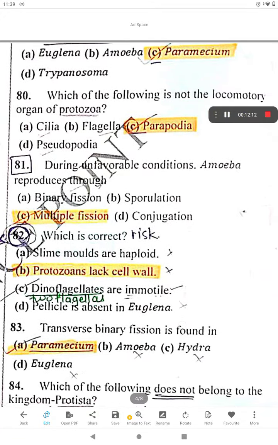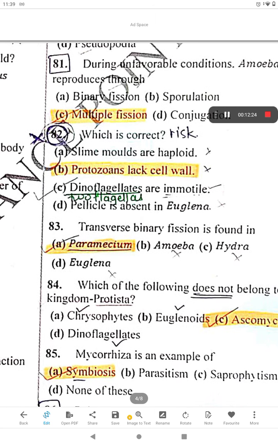81 says that during unfavorable conditions amoeba reproduces through multiple fission. No sporulation, no conjugation, no binary fission. Binary fission is regular है तसं. Unfavorable choice multiple fission.